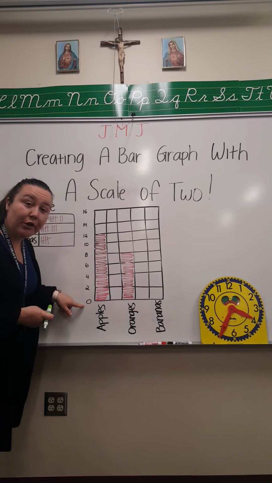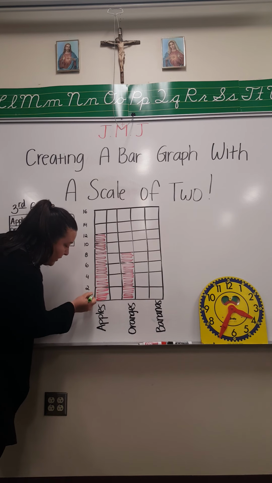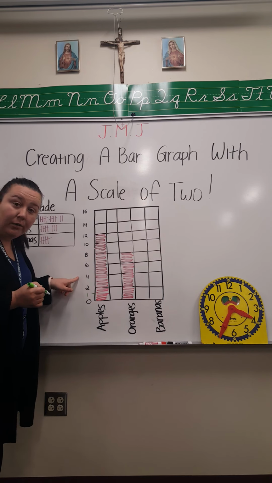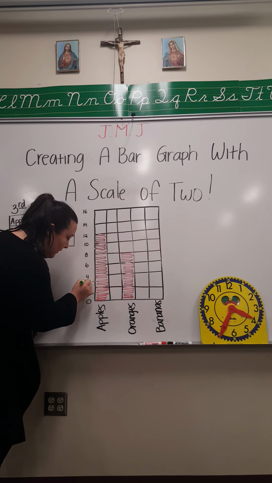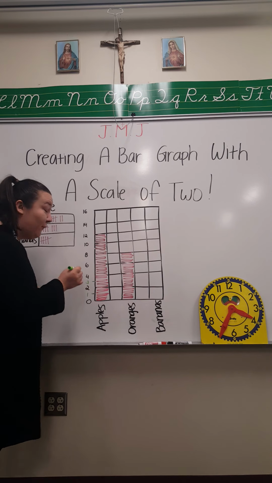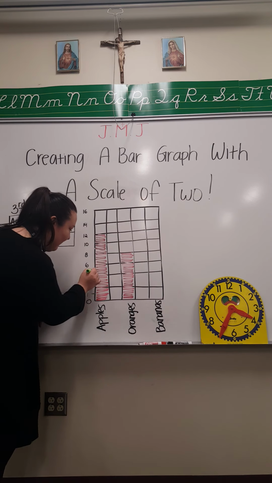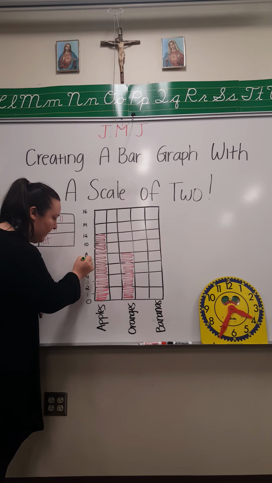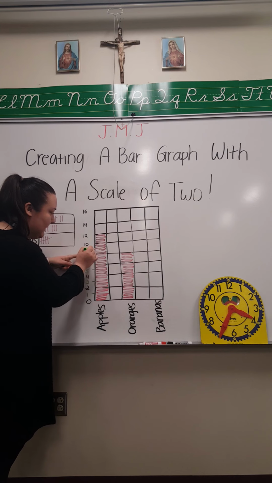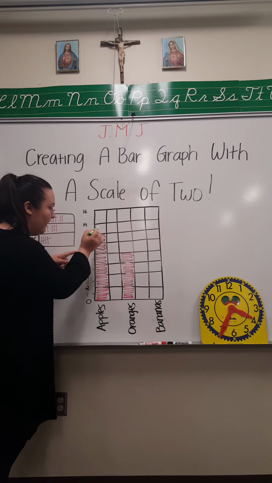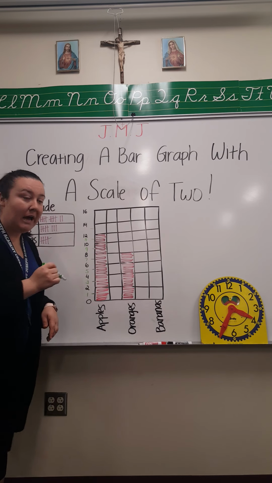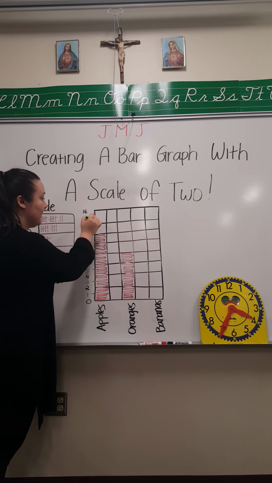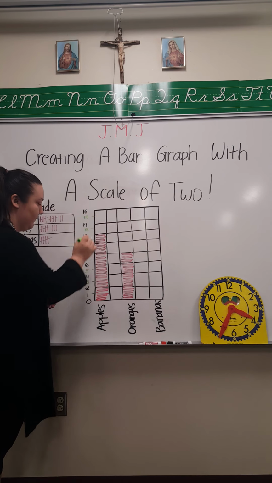So between 0 and 2, we have a 1. So we would put it right here, 1. Between 2 and 4, we have a 3. Between 4 and 6, we have a 5. Between 6 and 8, we have a 7. Between 8 and 10, we have a 9. Between 10 and 12, we have 11. Between 12 and 14, we have a 13. And between 14 and 16, we have a 15.